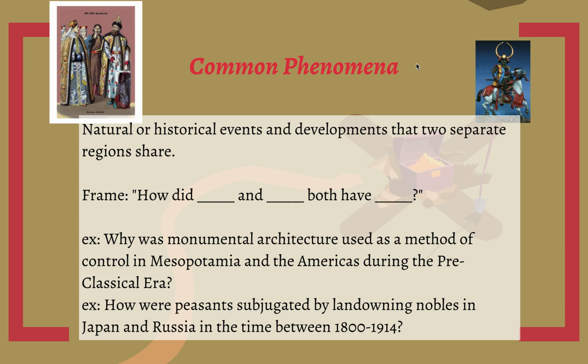So how did blank and blank both have blank? Why was monumental architecture used as a method of control in Mesopotamia and the Americas during the pre-classical era? How were peasants subjugated by landowning nobles in Japan and Russia in the time between 1800 and 1914? These are the sorts of things that you're looking at in two separate places, common phenomena.